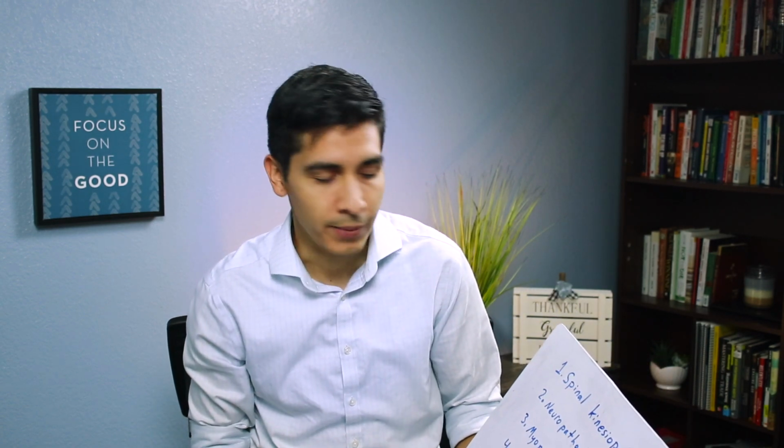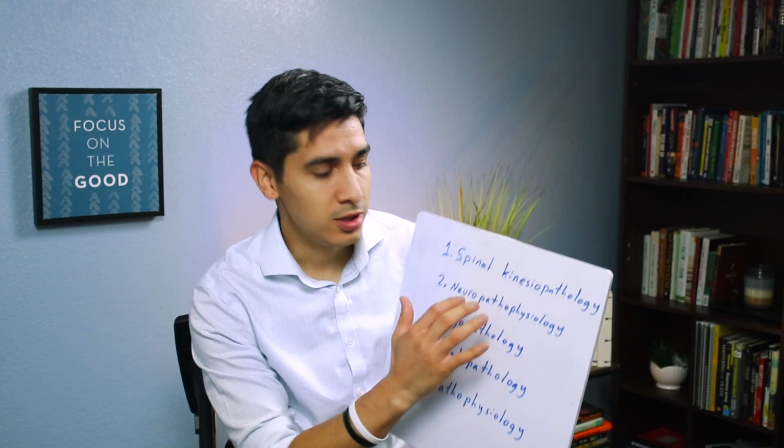Unfortunately, when you get restriction of a joint, that creates a compensatory effect in the rest of the body. This is why when you have issues down below, it can create further issues in other parts of the body, because now it's overcompensating to make up for that lack of movement in that joint. So that's the first one, spinal kinesiopathology.